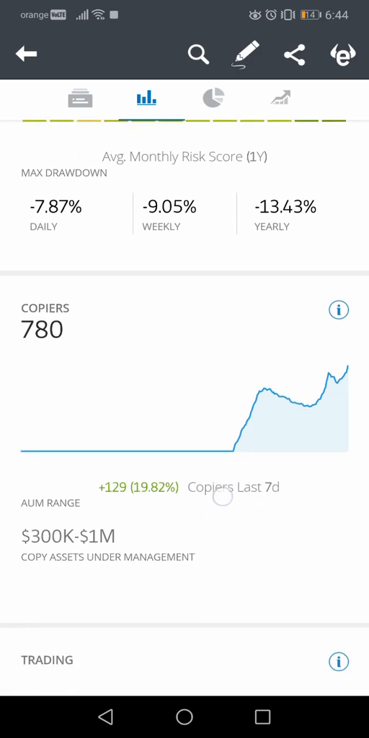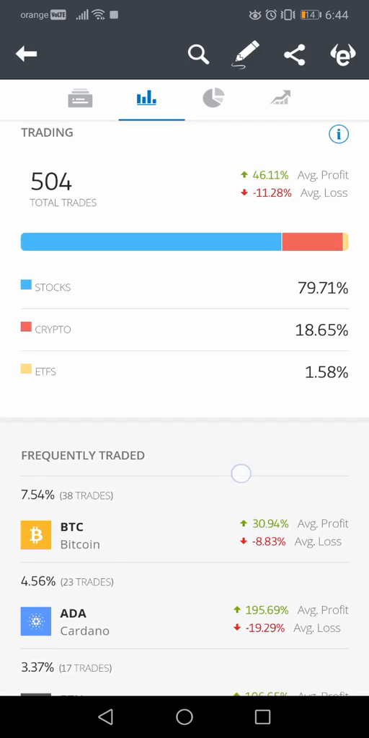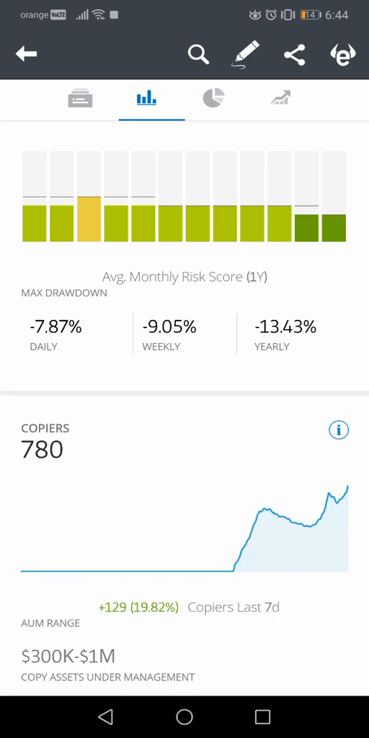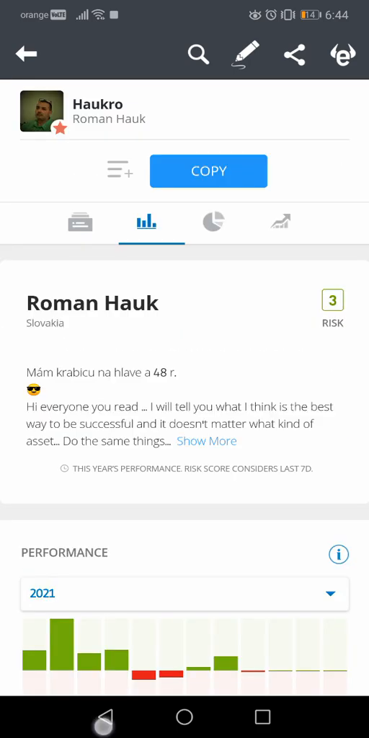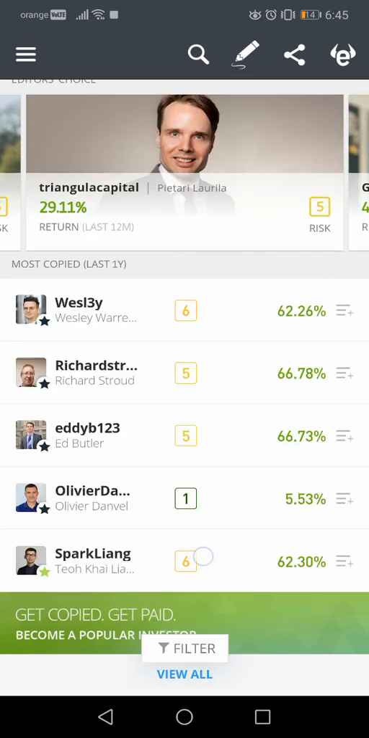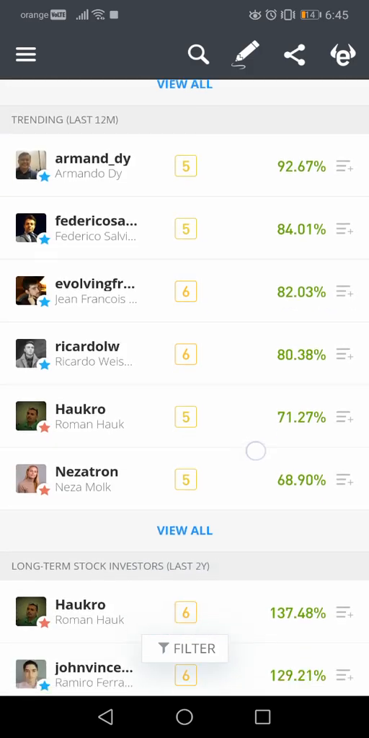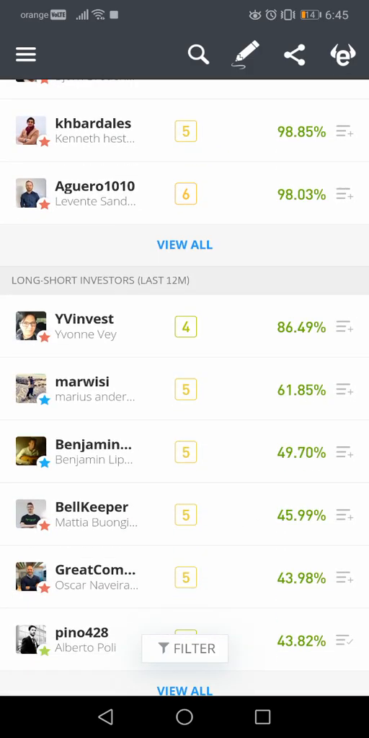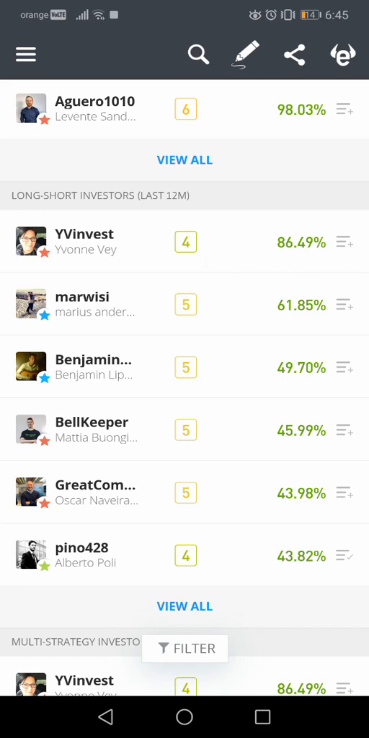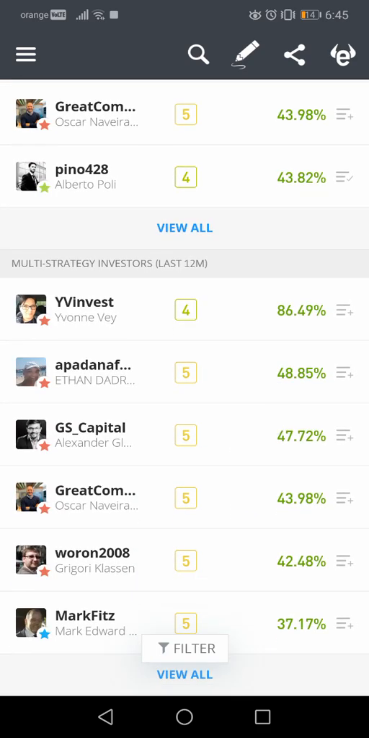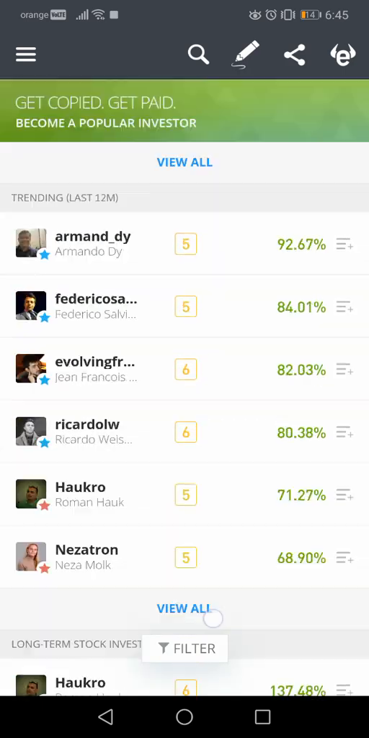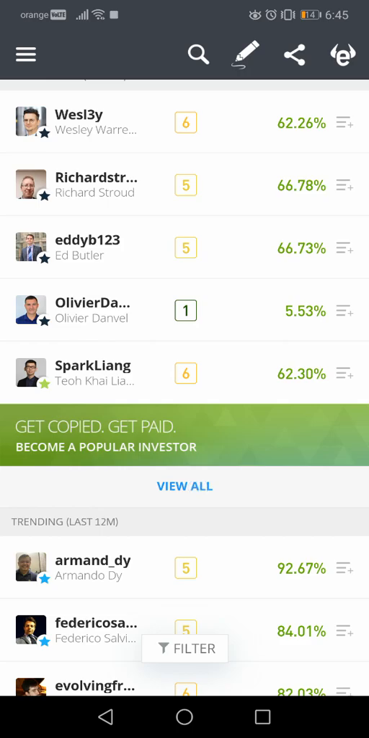Yeah, 780 people. You should also know that these investors receive compensation, receive money from Etoro by growing their following. So they are inclined to do this and post. As you can see, they are using it almost as a social media platform. So these are the long-term investors. Here are the long-short investors in the last 12 months with all the different risk rates and profit margins, and the multi-strategy investors.